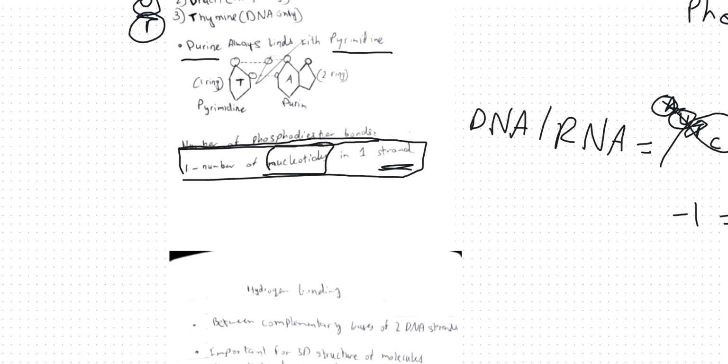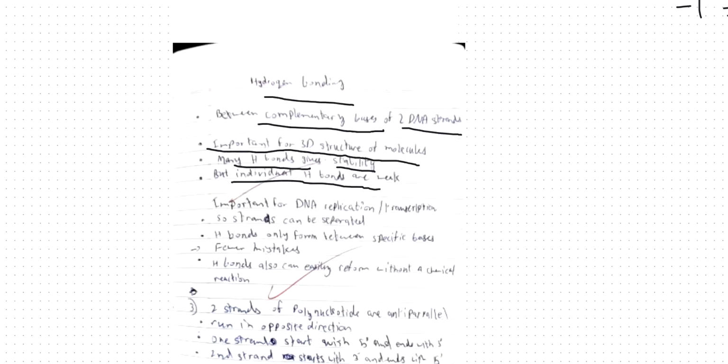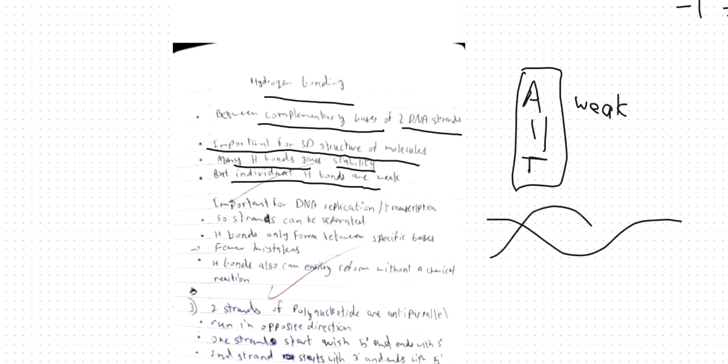So moving on to hydrogen bonding. Hydrogen bonding happens between complementary bases of two DNA strands. This is important for the 3D structure of molecules, and many hydrogen bonds will give stability. But individual hydrogen bonds are weak. For example, when you have A and T, this will have hydrogen bonding, but this individual hydrogen bonding is weak. But when you have multiple nucleotides, when you have a DNA strand, then the many hydrogen bonds that form between this strand would make the DNA strong.